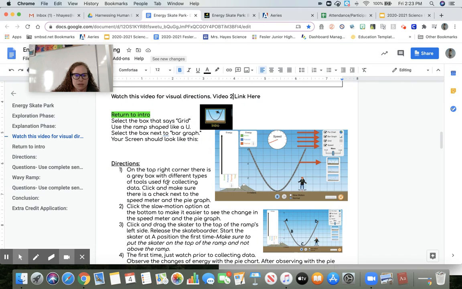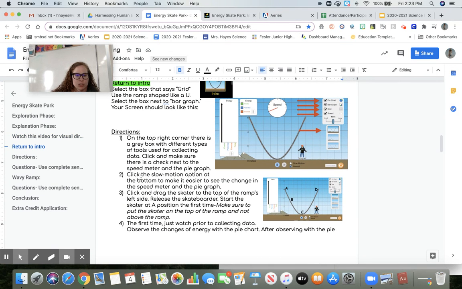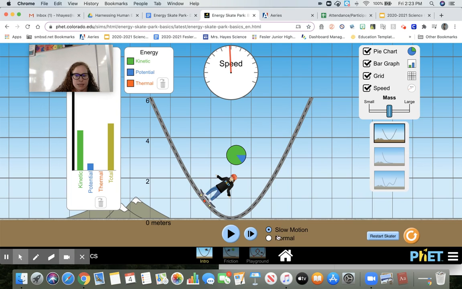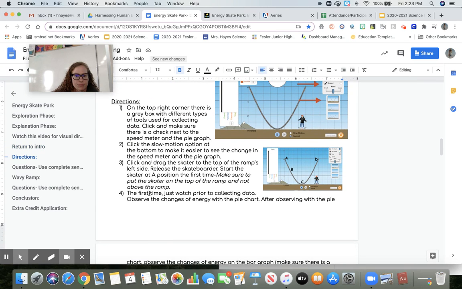Then let's look at our directions. That's direction number 1. Direction number 2 says the slow motion. That's this button. You don't want normal, because then you can't see anything. So slow motion is checked. Okay, click and drag the skater to the top of the ramp on the left side. Release the skateboarder. Start at the A position.